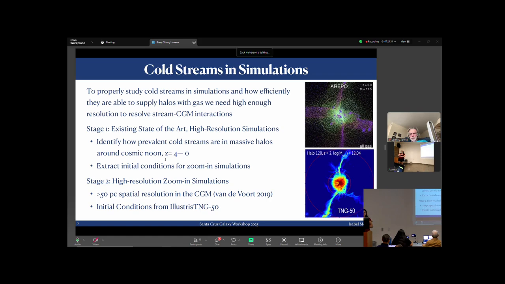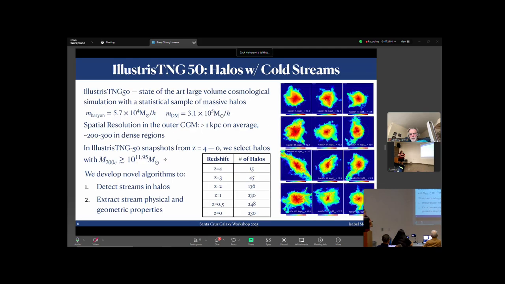So I'm going to talk a bit about the results we've gotten from looking at TNG-50 so far. And the reason we chose TNG-50 is because it has fairly good resolution for a cosmological large box, and it's large enough that we have a statistical sample of these massive halos above 10 to the 12. As Barry mentioned, the spatial resolution in the outer CGM is in general around a kiloparsec or more on average, but around 200 to 300 parsecs in the dense regions. And the mass resolution for baryons is also listed here, around 5 times 10 to the 4 solar masses.